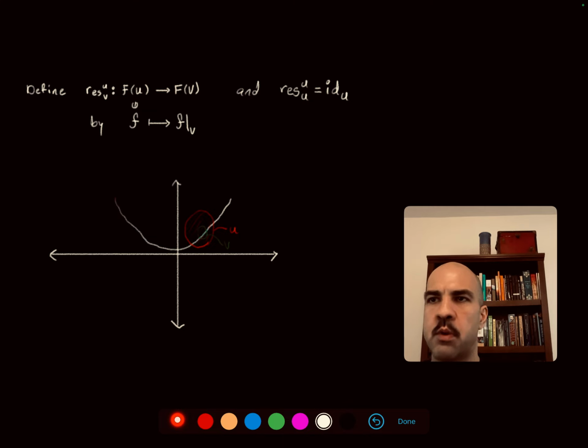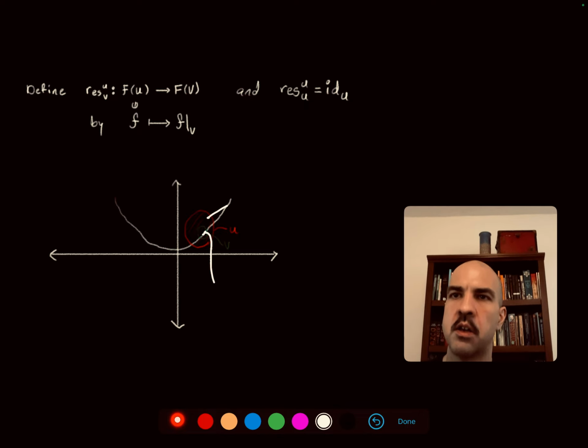To define a presheaf, we're going to have to look at these things called restriction maps. If we have this larger open set, and then this one contained within it, we're just going to look at when we restrict the functions over it to these smaller sets. This is what the restriction map is going to be. And we're going to pose the condition that the restriction map from U to U is actually just the identity on U.